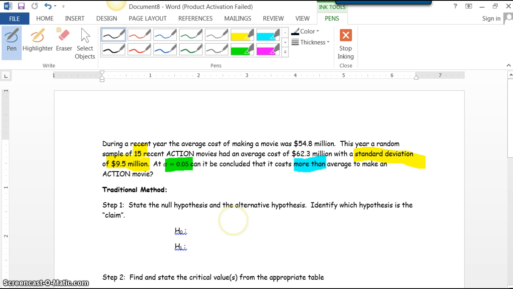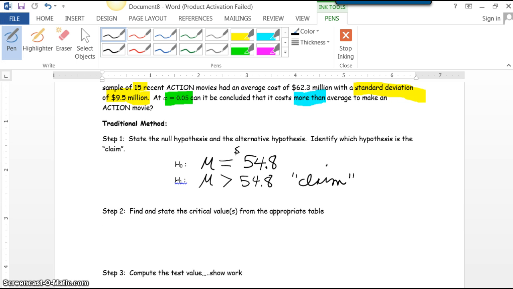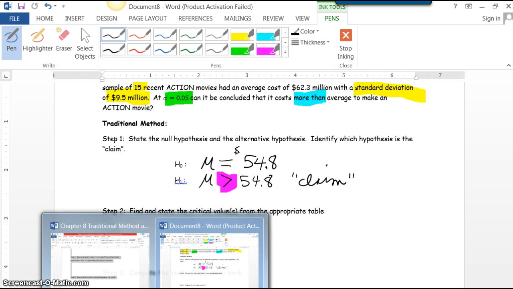So when we set up our hypotheses here, the equal sign always goes in the null, and then it appears that they're claiming that it costs more than this to make an action movie. So we're going to put our claim with the greater than sign, the more than. Then the next step, where it asks you to find your critical values, this is going to be a right-tailed test because of the greater than sign, so there'll just be one critical value, and we'll find it from the t-table.